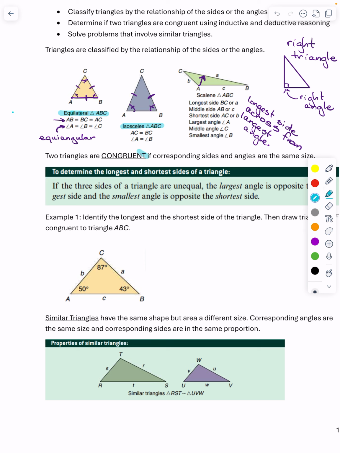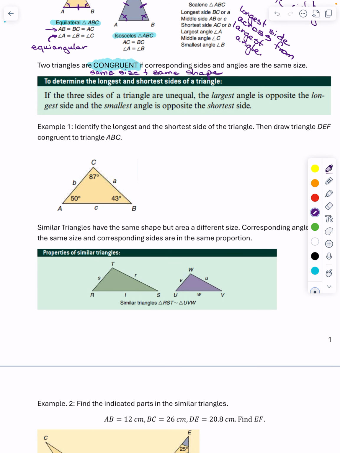Two triangles are congruent. That means same size, same shape, if all the corresponding sides and angles are the same size. So congruent means same size and same shape. If we laid them on top of each other, they would match up perfectly. Okay.